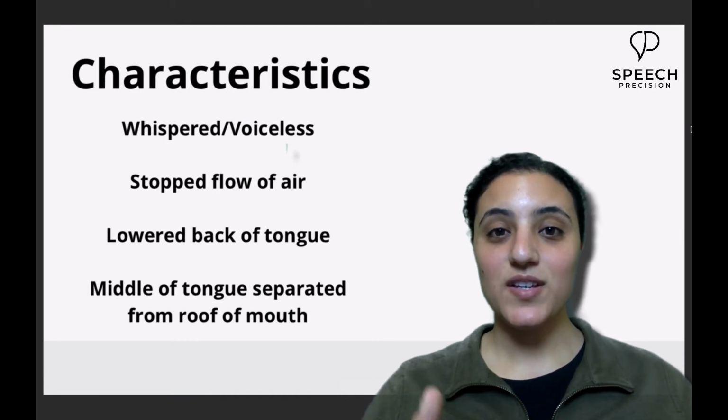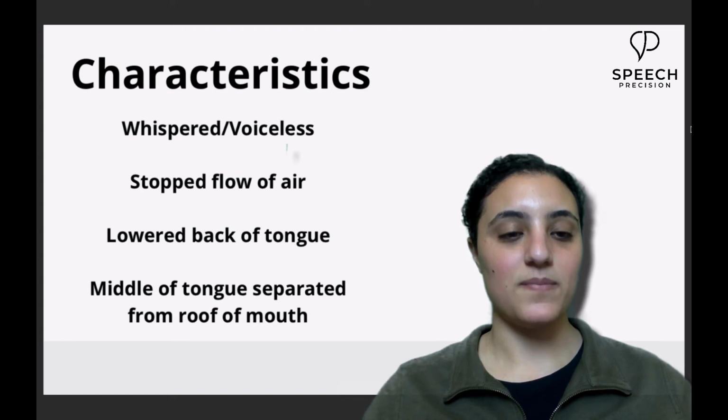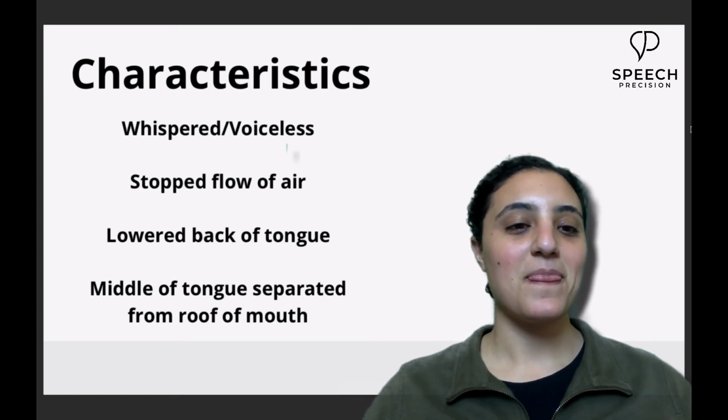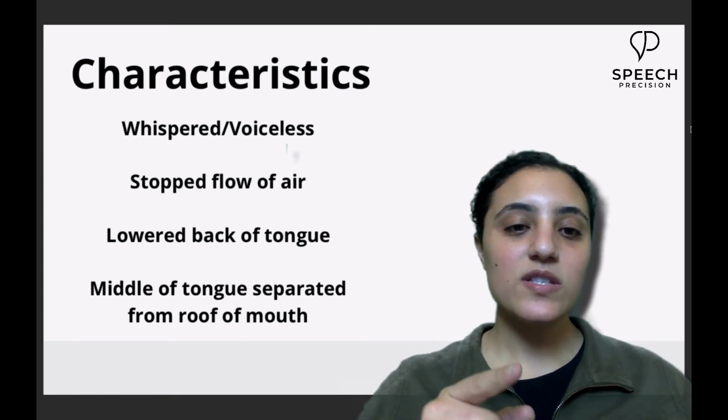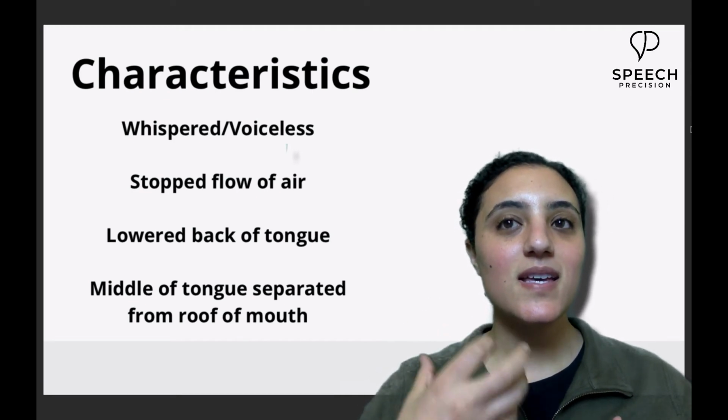So we talked about the articulation point of the ta. Now let's talk about some characteristics of the ta. So the ta is a whispered or voiceless sound, meaning there's no voice in there. Whisper.